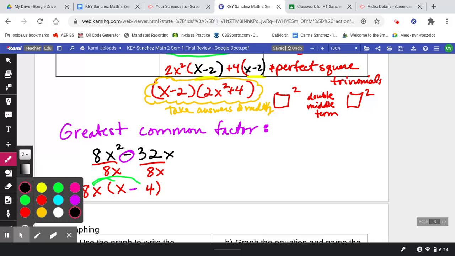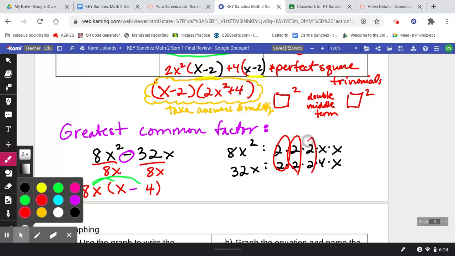What's another way I showed you how to do greatest common factor? Just like we just practiced in the grouping, we break it up into its smallest parts and find what's in common. So this, and this. 2 times 2 times 2 in common in the front and an x. And what's left over inside is the x minus 4. So this becomes 8x times x minus 4.